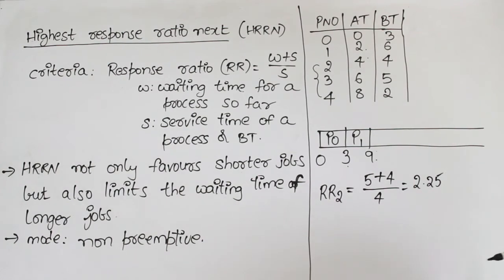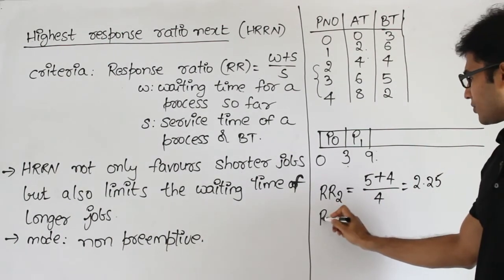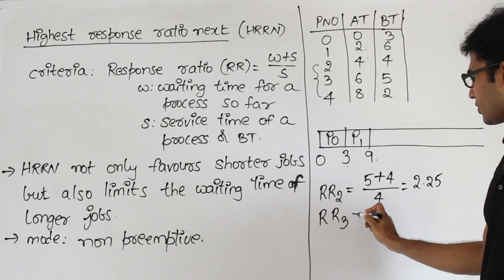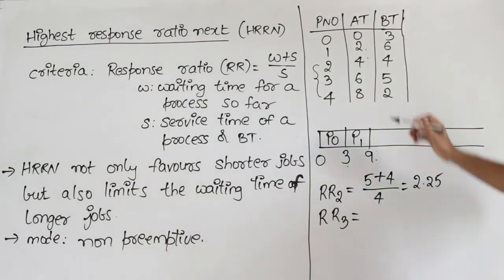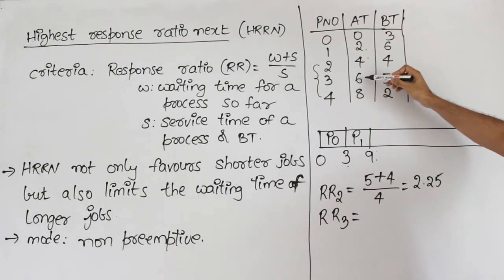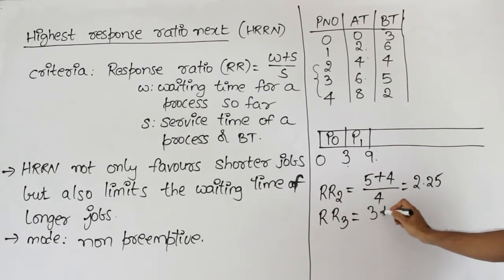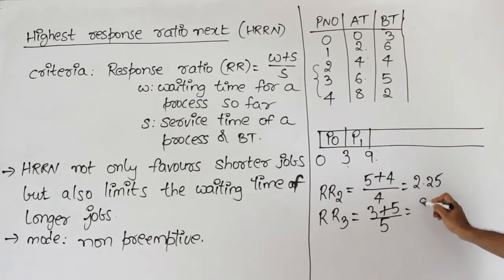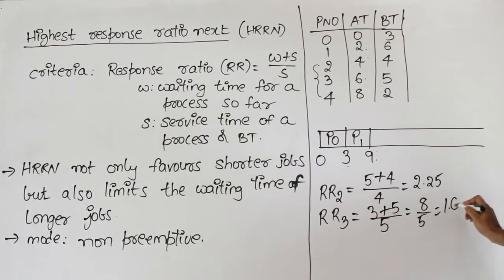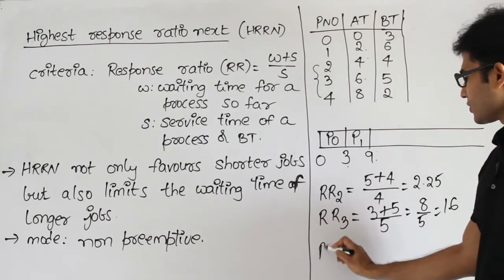Okay, that is the response ratio of P2. And now you can compute the response ratio of process 3. The waiting time is nothing but it came at 6 and now the time is 9, therefore it waited for 3, plus burst time is 5, divided by burst time, right? Then we get 8 by 5, which is 1.6. Yes, okay.